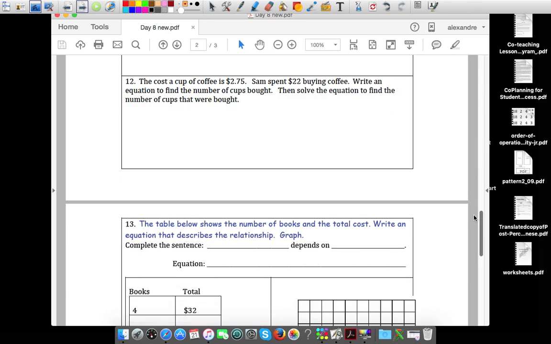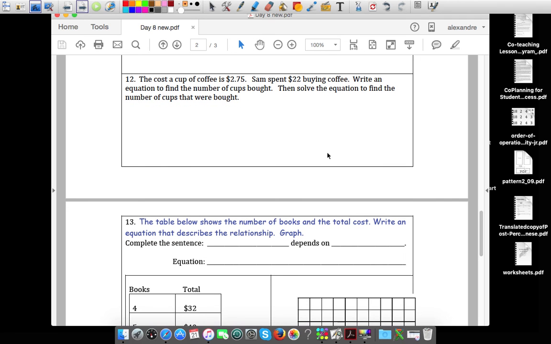So let's go to number 12. Try again. The cost of a cup of coffee is $2.75. Sam spent $22. Write an equation to find the number of cups bought. Then solve the equation. So here we go.